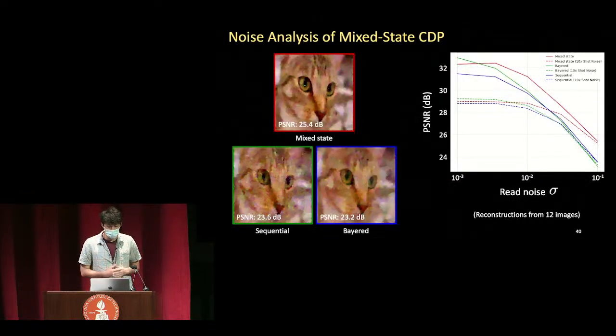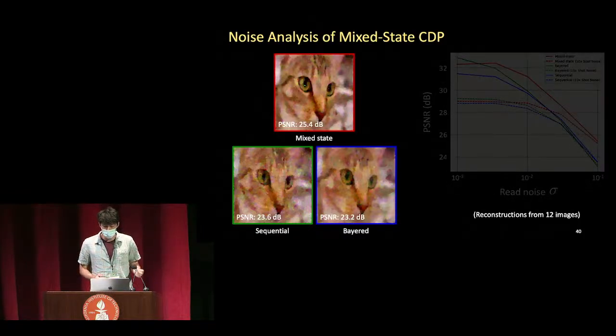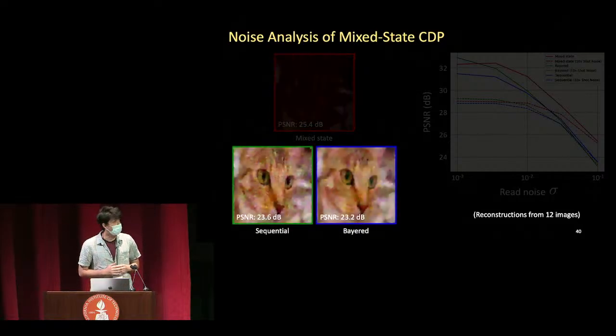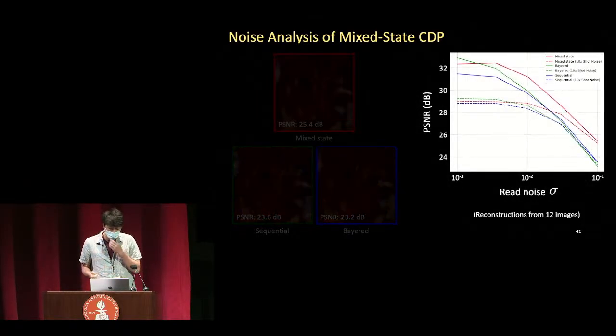We validate this behavior in simulation for an optical setup similar to our practical prototype. In particular, we reconstruct a multi-wavelength field with a stack of 12 diffraction images. On the left, we show the reconstructed field under high read noise for mixed state CDP and 2 coherent variants whose quality is noticeably worse. And on the right, we show quantitative performance of all methods under various amounts of read noise. Here, mixed state CDP outperforms both coherent variants under high read noise, while performing similarly in low read noise regimes.